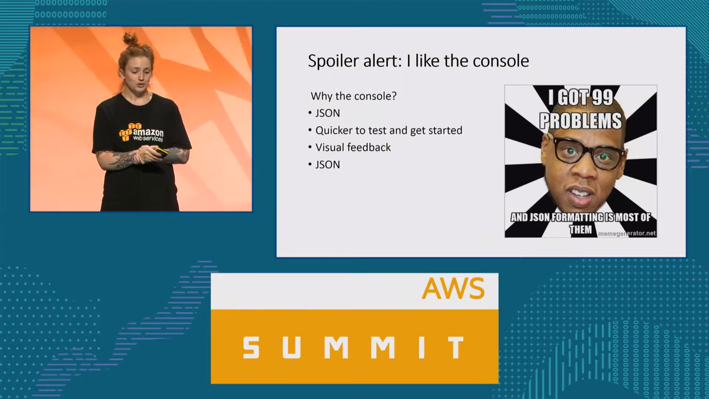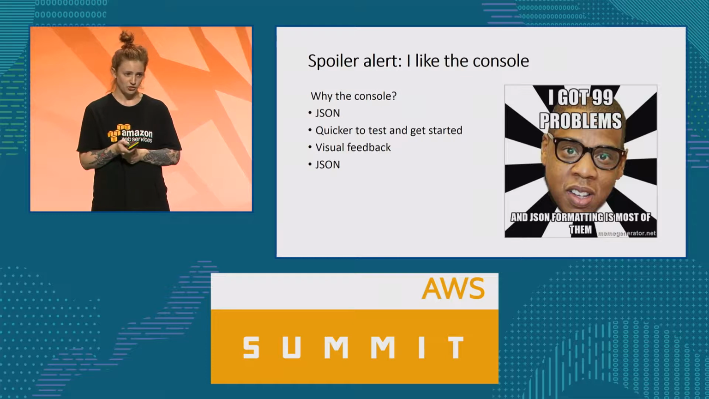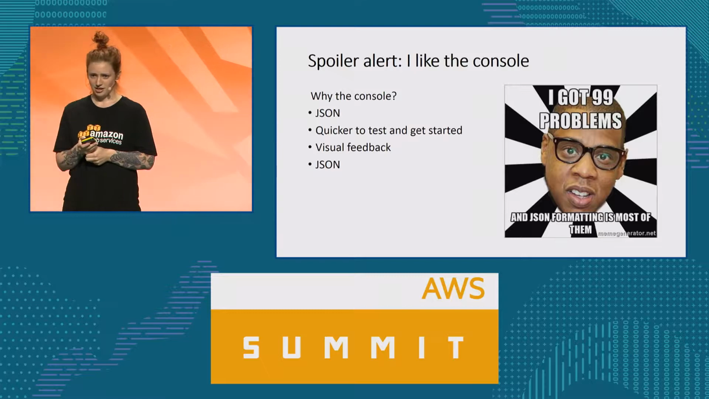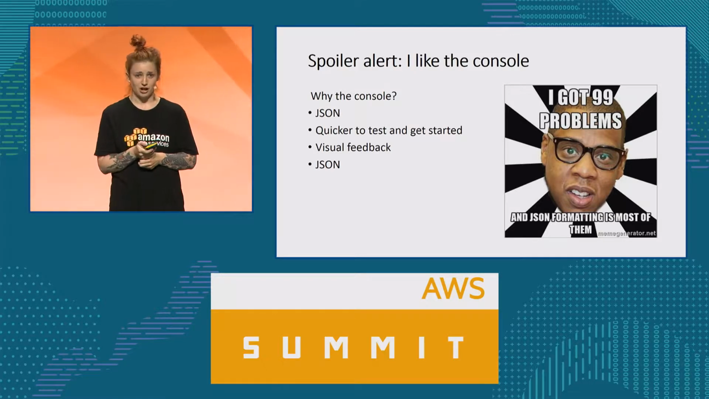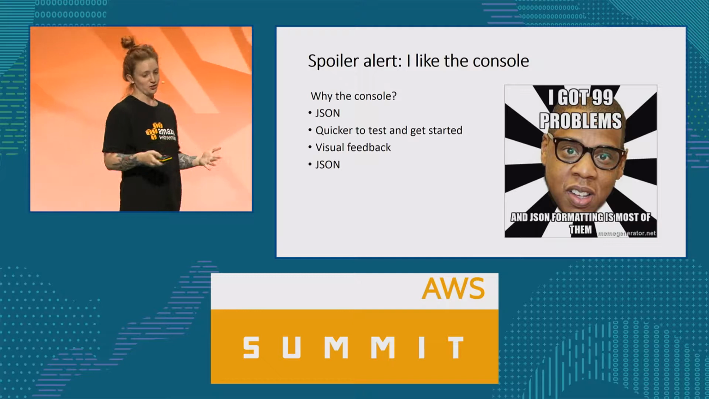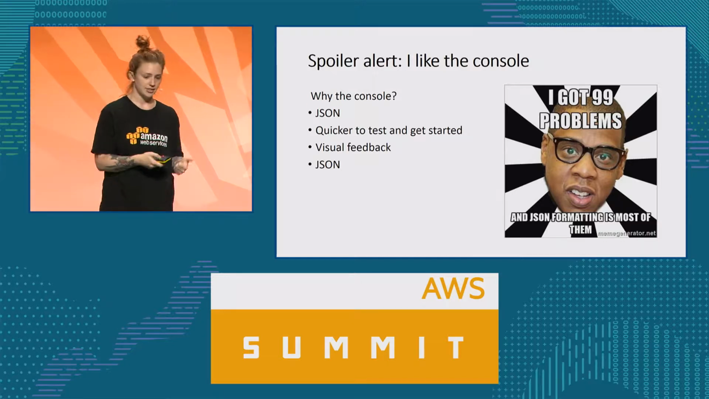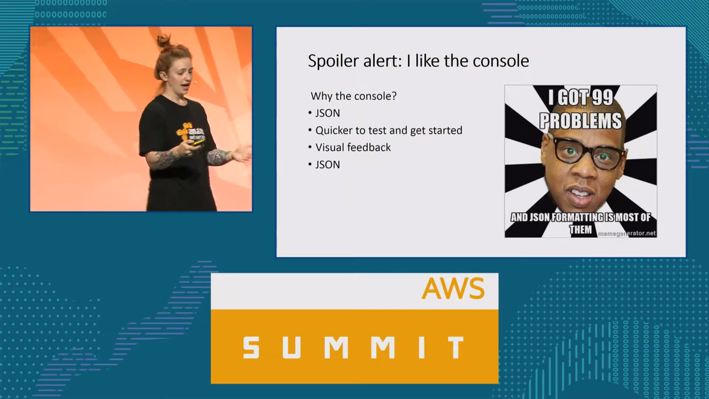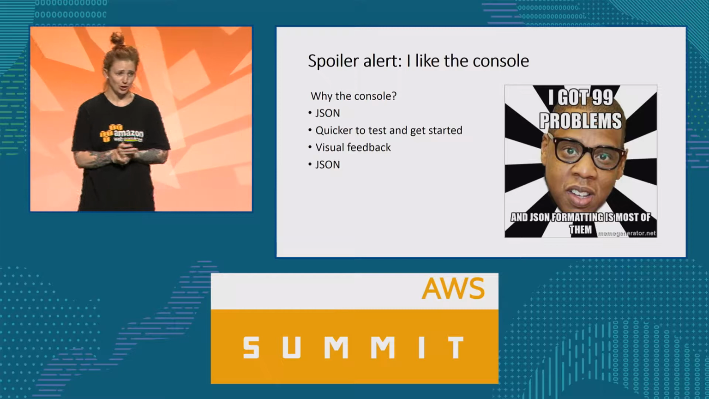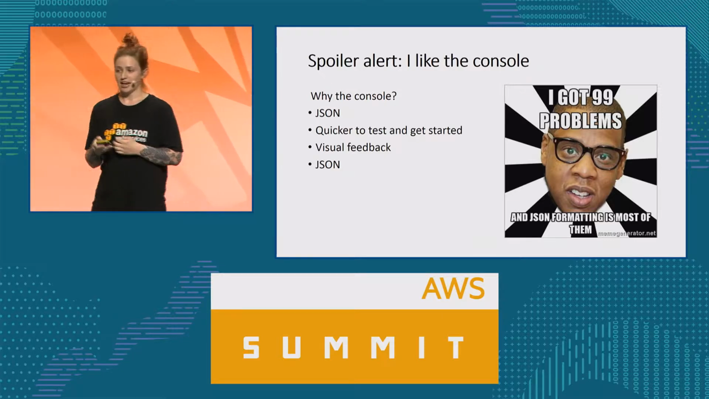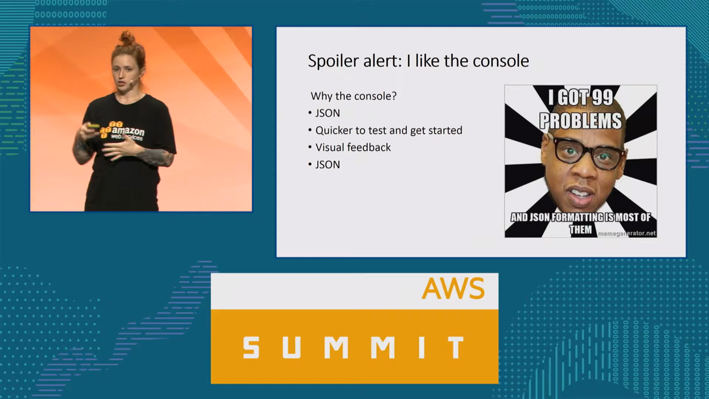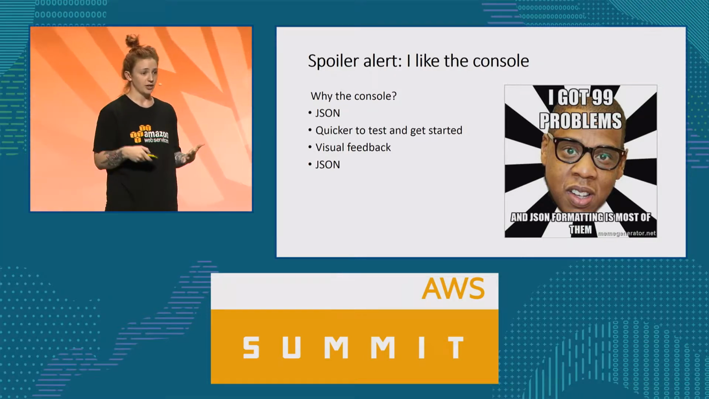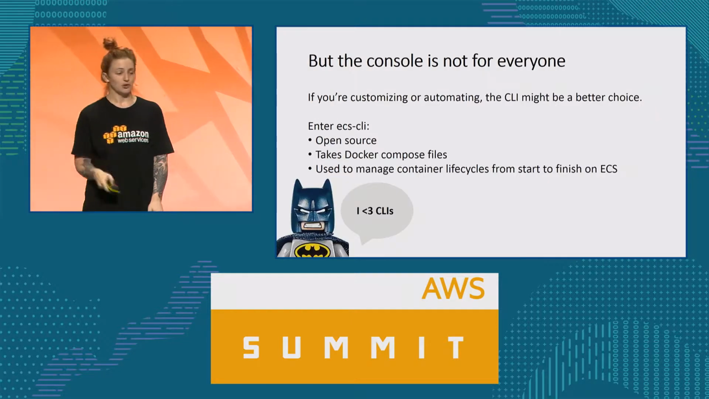Why the console? You'll notice that two reasons are the same, and they're both JSON. Have you ever tried making a VPC and all of its subnets in JSON from the CLI? If you do, never try it again. It was awful. There are reasons that there is a console, and the biggest reason for me is it's quicker to test and get started, and I get visual feedback. If I do something wrong in the console, I get a message telling me in no uncertain terms that I've done something wrong. I can play along with what's going on. I can work through the first run wizard for ECS, and it's quicker for me to work that way until I know what I'm doing. But the console is not for everyone.